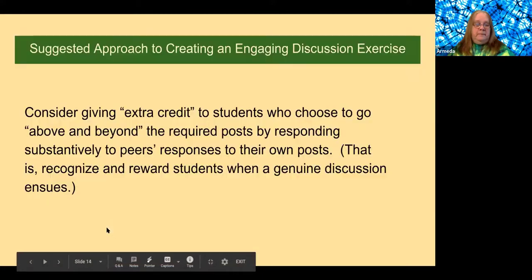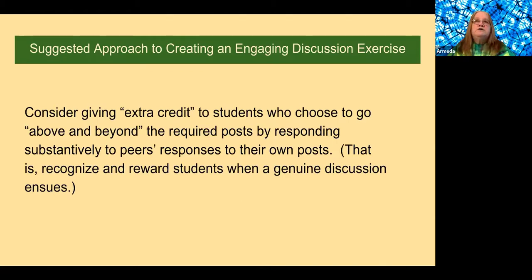And this is something for you to consider. I've started doing this: I don't require students to reply to replies to their post. I hope that made sense. I don't require students to reply to the replies to their posts. However, if some students do, and if they start to reply to the reply and it actually becomes a genuine conversation back and forth, I'll give them extra credit. It'll just be a point or two, won't be a lot, but you know what?